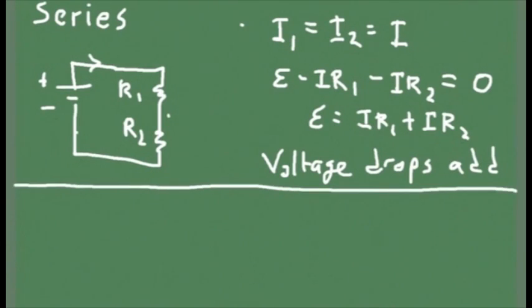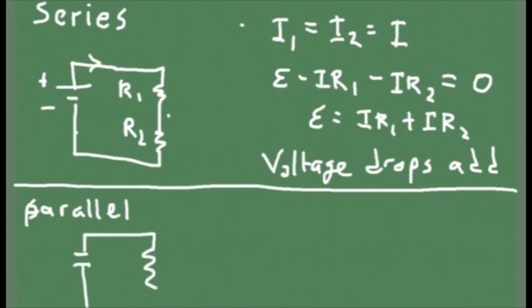Now for two resistors connected in parallel. So you have your battery. This is the positive side. We know that these two are in parallel because one resistor is connected to the other resistor with a cable, an ideal conductor, on both sides of them.